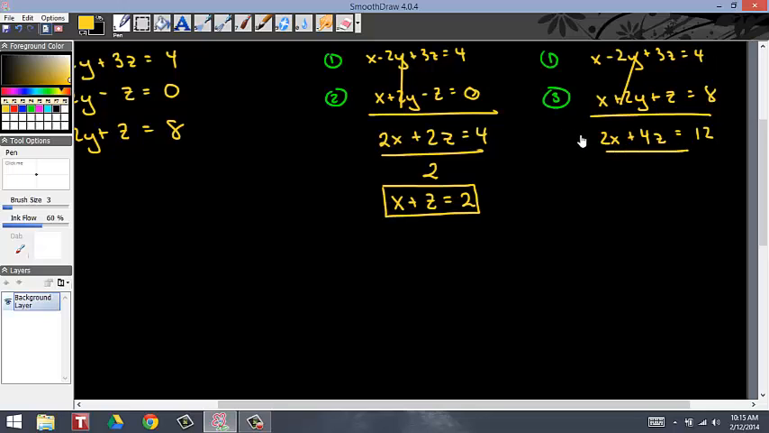And now I'm going to go ahead and reduce this again. I'm going to divide everything by 2 because they're all even. You don't have to, it just makes the problem easier. Working with small numbers is always easier. x plus 2z equals 6.